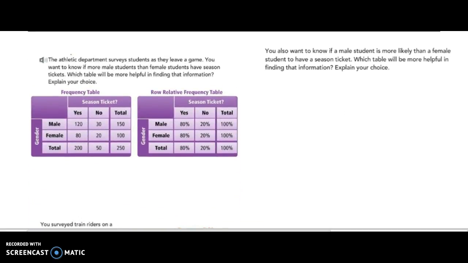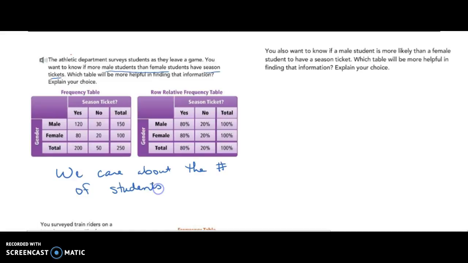So the first question says the athletic department surveys students as they leave a game. You want to know if more male students than female students have season tickets. And we want to know which table is going to be most helpful in that situation. Well, the first thing that we notice is that we are looking to see if more male students than female students have season pass tickets. We care about the number of students, both male and female, that are going to have season tickets.